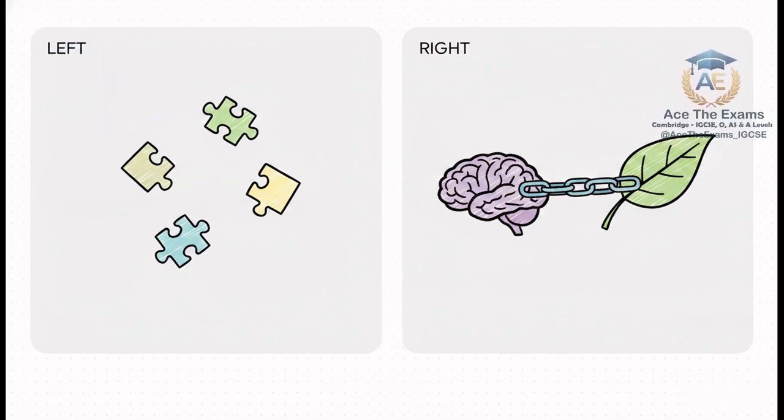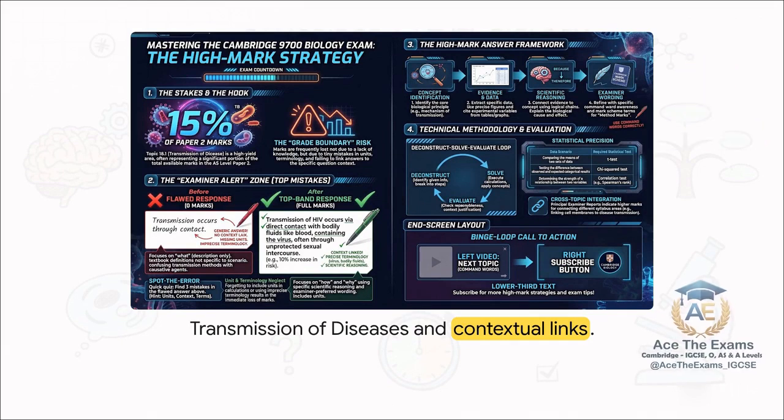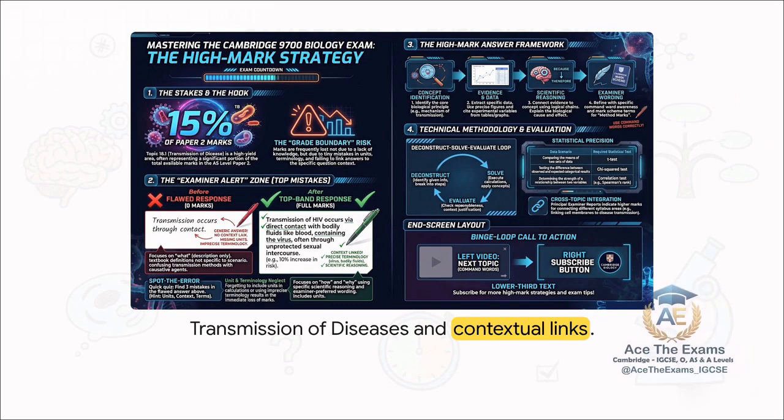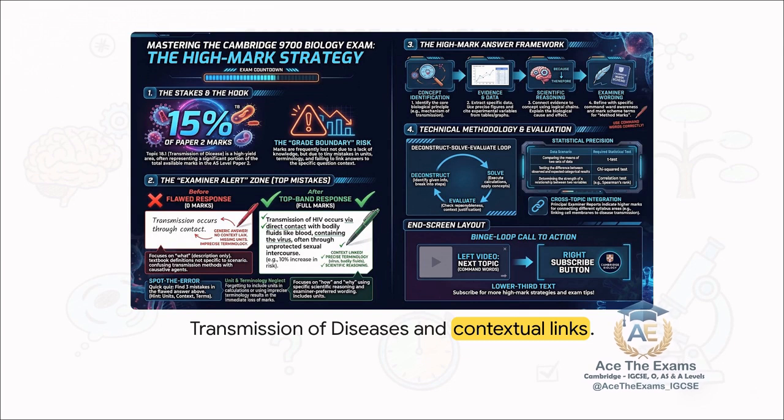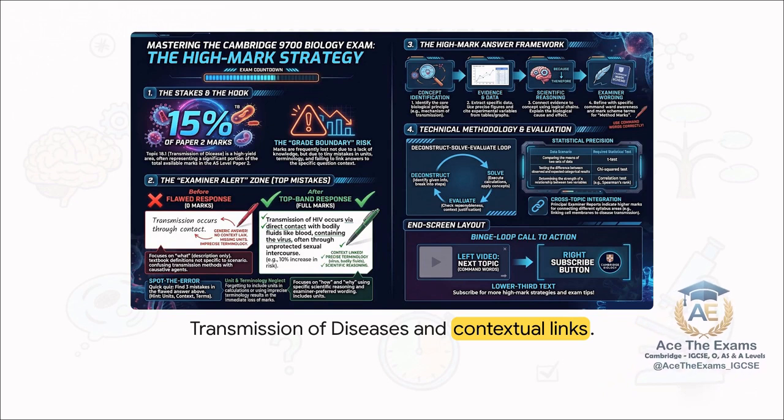Let's revisit our cold open mistake by examining this full-screen breakdown of disease transmission. Notice how the top band response completely relies on contextual links. It doesn't just vaguely say transmission occurs. Instead, it identifies the causative agent, it links it to specific bodily fluids, and it incorporates precise figures like a 10% increase in risk. It connects the evidence to the concept using logical causal chains. This right here is what it means to write with analytical depth rather than just superficial breadth.